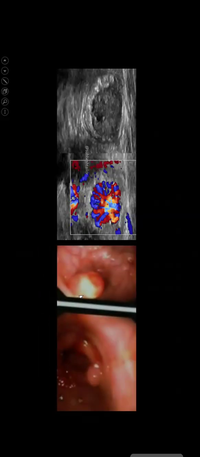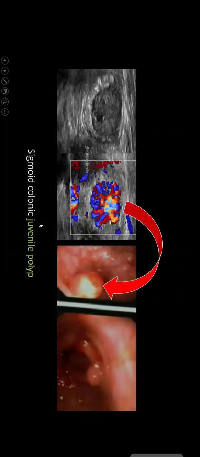So this is the mass within the sigmoid colon, which is tremendously vascular. Pediatric colonoscopy was done, and there was a polypoidal lesion which was responsible for recurrent episodes of bleeding. It was a juvenile sigmoid colonic polyp.